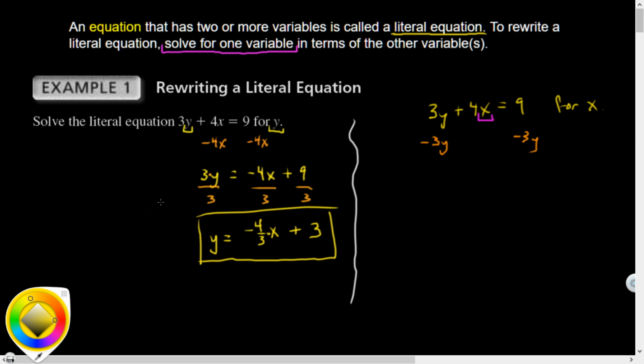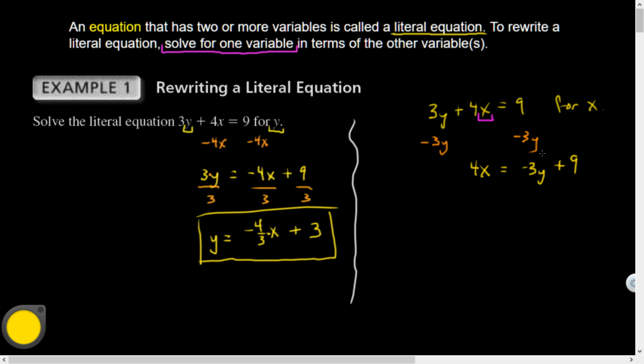Okay? So I'm going to get 4x equals negative 3y plus 9. So x is a little bit more by itself now, right? That's what I'm trying to do: solve for one of the variables, isolate one of the variables. What do I need to do to get x by itself now? It's being multiplied by 4. Thoughts? Yeah, Tyler? Divide by 4.